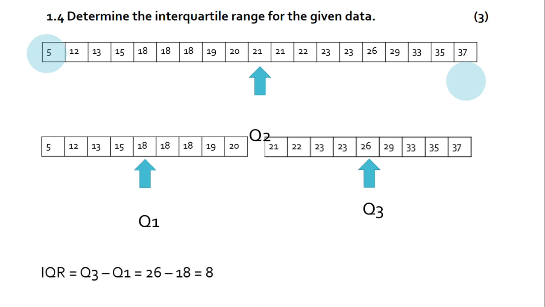But if you had even numbers, you would have to add the 2 middle numbers and then divide by 2 to find your Q2, your Q1, or your Q3. So the interquartile range is Q3 minus Q1. We just plug in the values, 26 minus 18, which will give us 8.